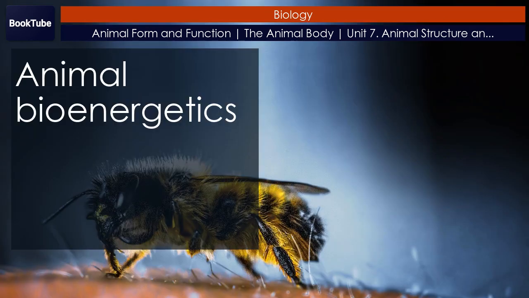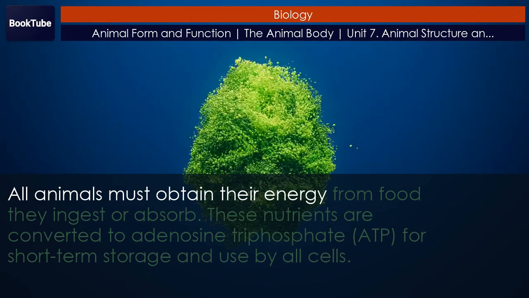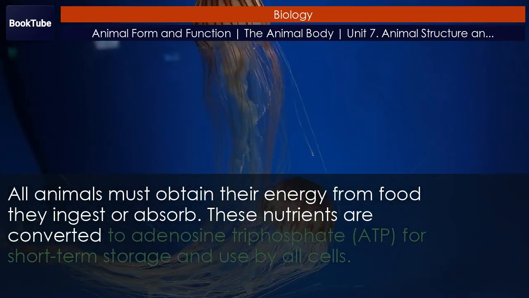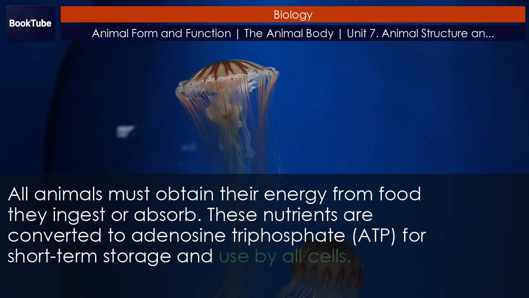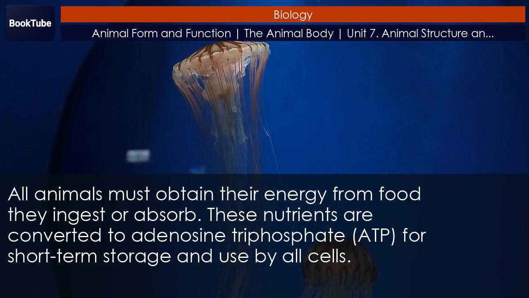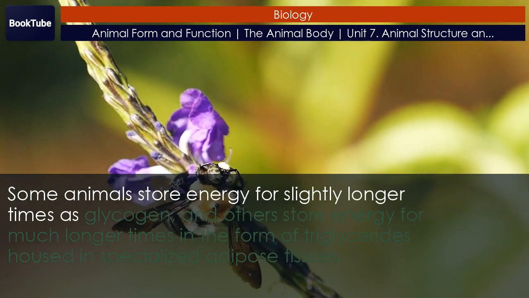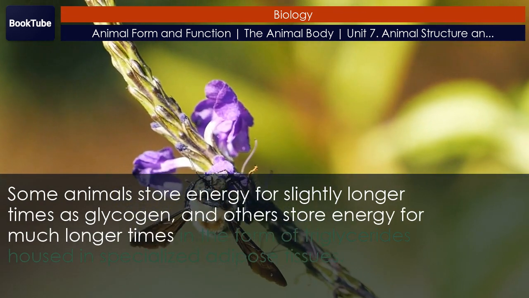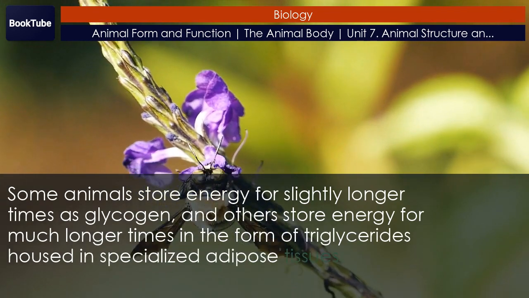Animal bioenergetics. All animals must obtain their energy from food they ingest or absorb. These nutrients are converted to adenosine triphosphate, ATP, for short-term storage and use by all cells. Some animals store energy for slightly longer times as glycogen, and others store energy for much longer times in the form of triglycerides housed in specialized adipose tissues.